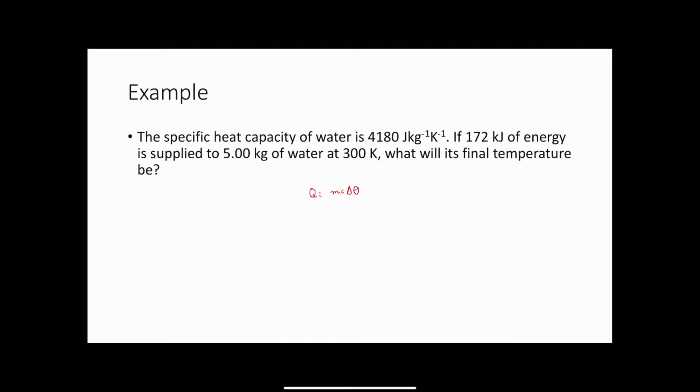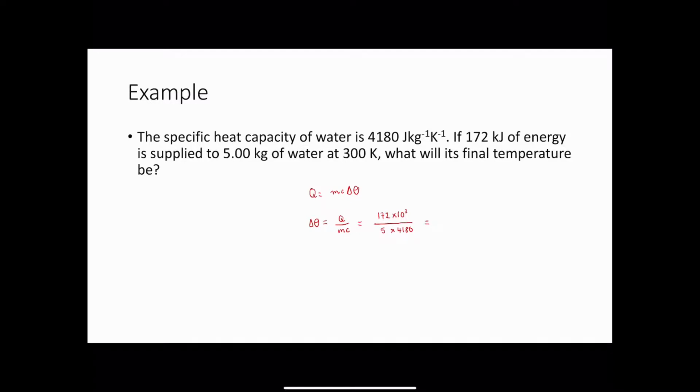And in this instance, we're trying to find the change in temperature, so that's delta theta. So we can rearrange our equation straight away to figure that out. That's going to be equal to Q over M times C. We've got numbers for all of those things, so we can just plug them in. We've got 172 kilojoules, so that's 172,000, or times 10 to the 3, which is what I'm going to put down. Multiplied by the mass, which is 5 kilograms, and the specific heat capacity, which is 4,180.